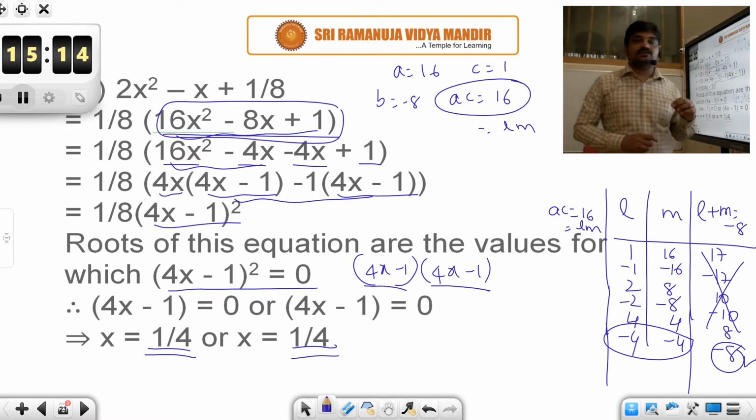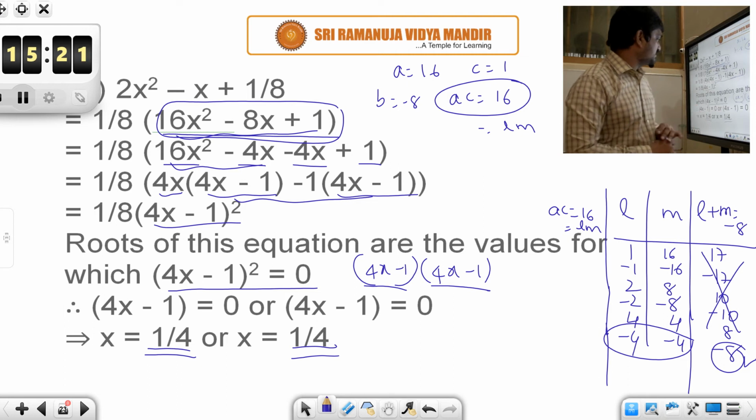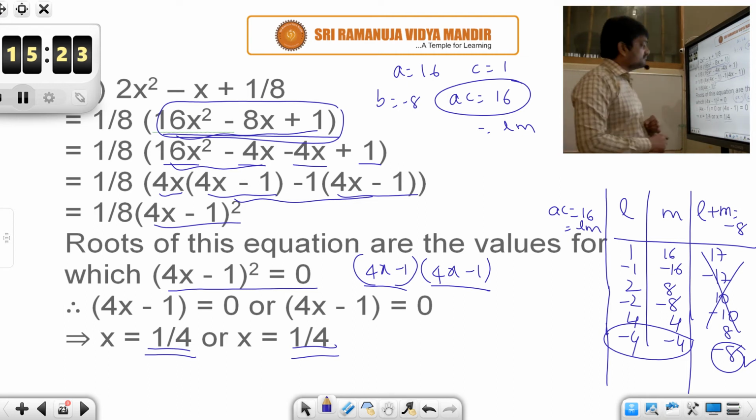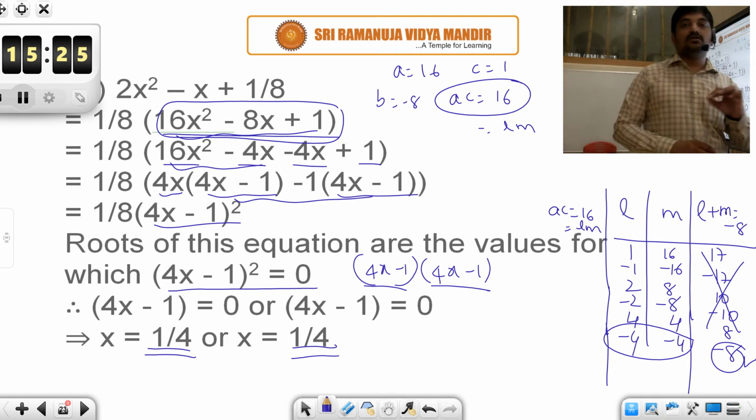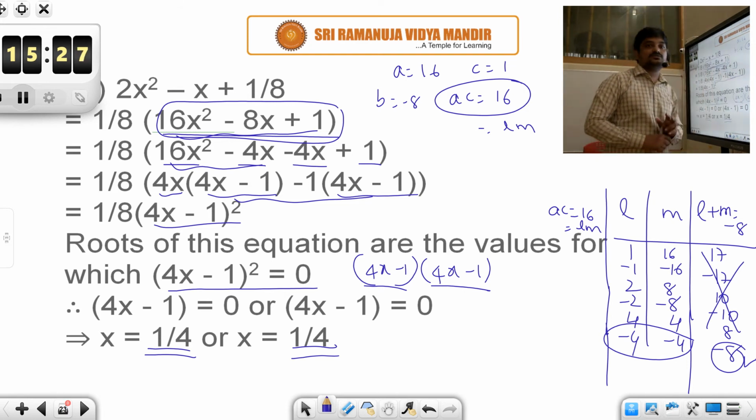Any quadratic equation will always have two roots. Those two could be equal, as in this example we have seen. Here we are getting 1 by 4, 1 by 4, two equal values, but always you will end up with two values when you solve a quadratic equation. Be clear with this.